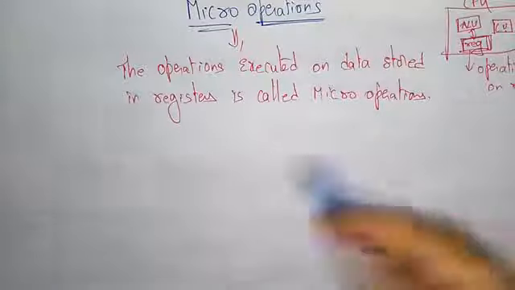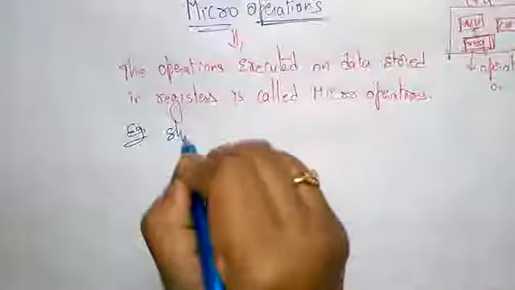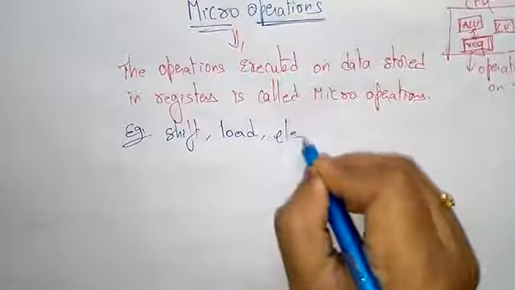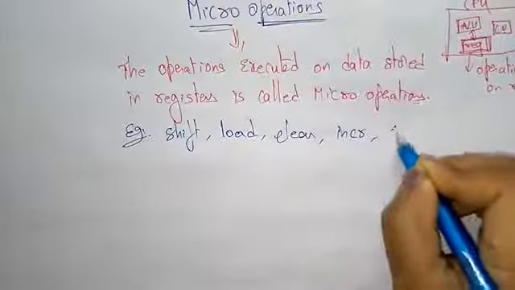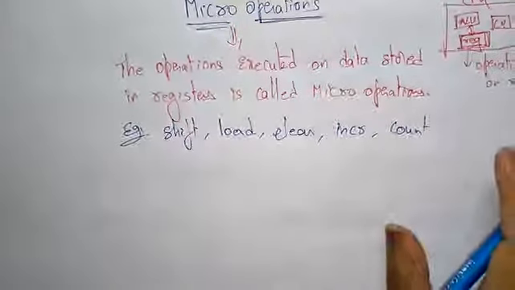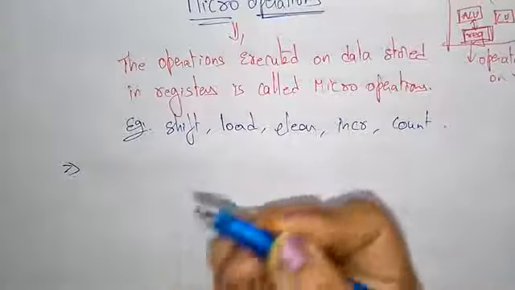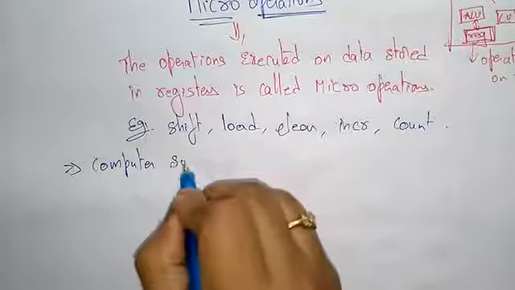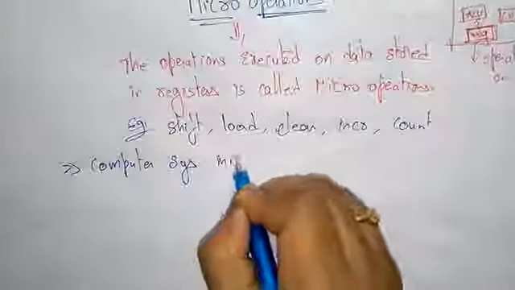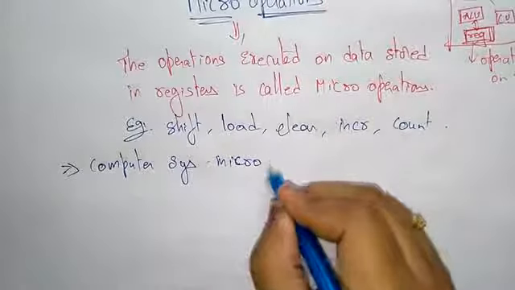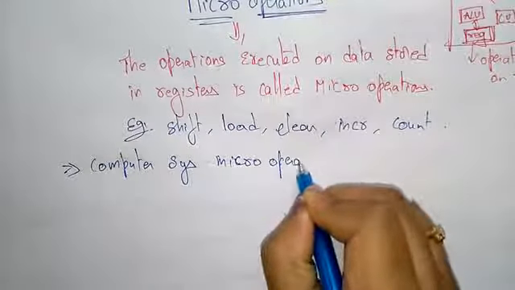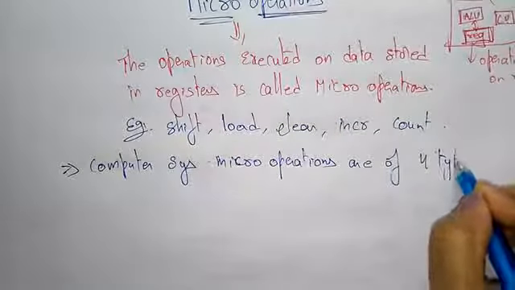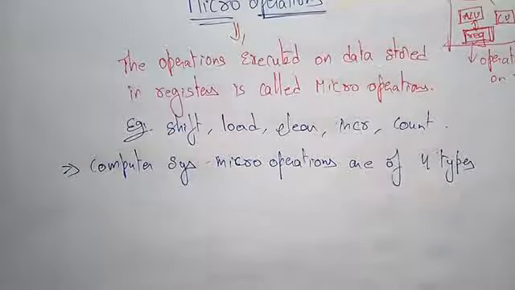Examples of micro operations are shift, load, clear, increment, and count. These are the different micro operations. In a computer system, micro operations are divided into 4 types. So there are 4 types of micro operations in the computer system.